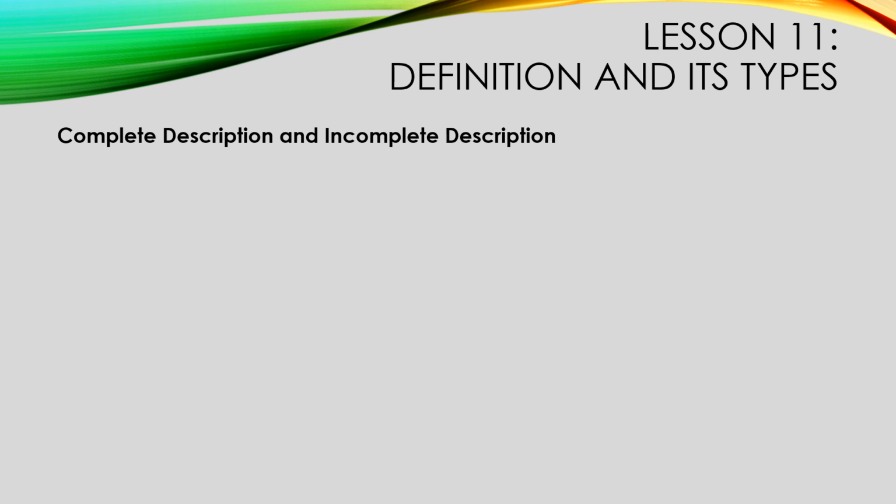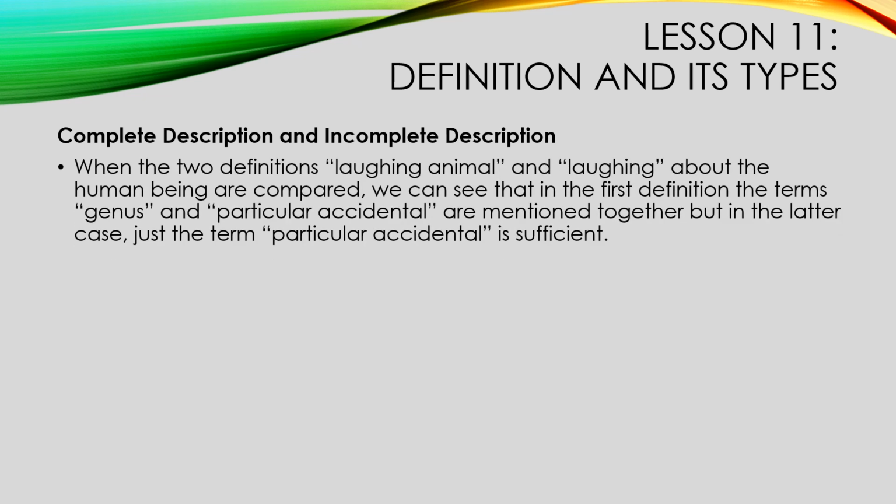Complete description and incomplete description. When the two definitions, laughing animal and laughing, about the human beings are compared, we can see that in the first definition, the terms genus and particular accidental are mentioned together. But in the latter case, just the term particular accidental is sufficient.